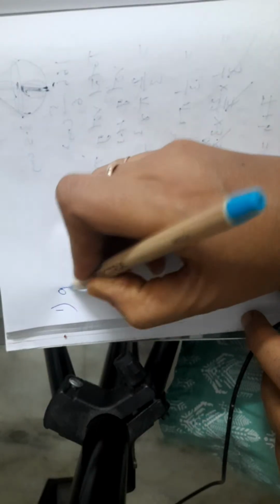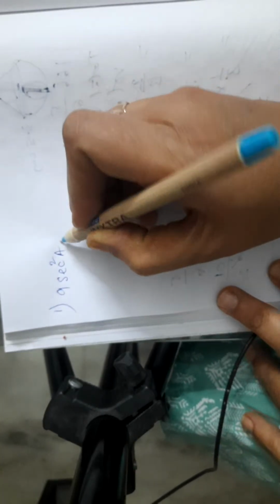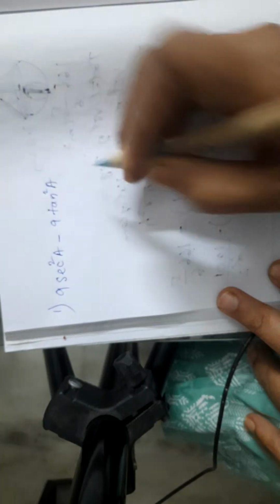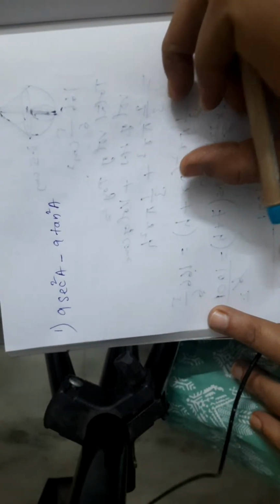So the first question: prove that, find the value. This can be your MCQ: 9 sec square A minus 9 tan square A. Here are the tips to be followed. Write down all the identities aside, so that it will be easy for you to deal with. Whenever you start, keep all the identities aside, so that you can easily have your learning.